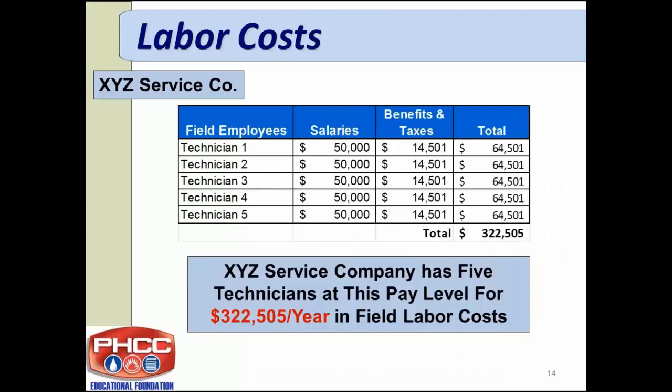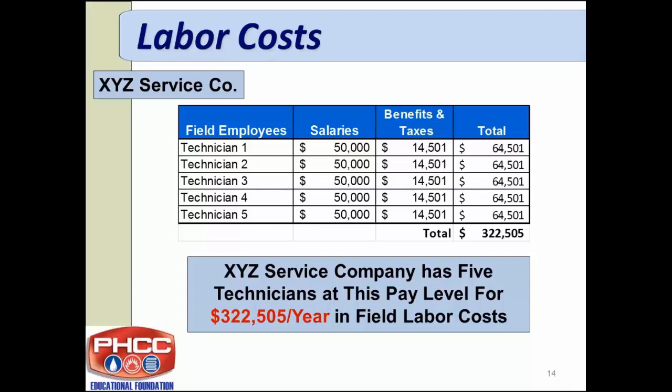So XYZ Service Company, we said they have 5 technicians earning 50 grand each. Those benefits and taxes that we just calculated, 14 grand, 14,501 for a total of 64,501 times 5. So this company, the cost for the technicians is $322,000 a year.